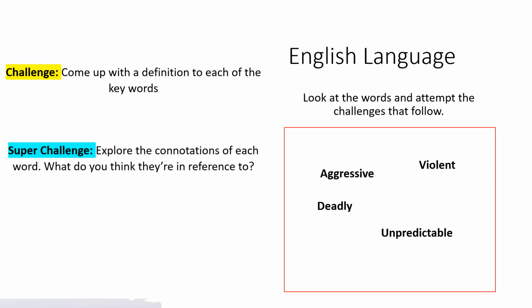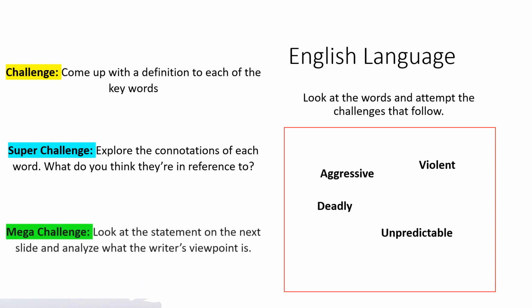Then if you can stretch yourself a little bit more, go for the super challenge. I'd like to try and explore the connotation of each of the key words and what do you think they're relating to, what do you think they're in reference to. So if you're not too sure what we mean when we say a connotation, what we're saying here is the association you have with that word and the other things you associate with it. So for example, if I was to say the colour red, the connotations of that might be danger, it might be violence, it might be blood, it might also be romance as well. So it's anything really that comes to mind when you think about one of those words.